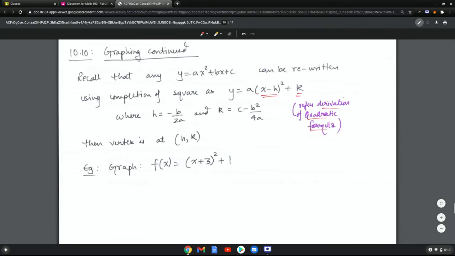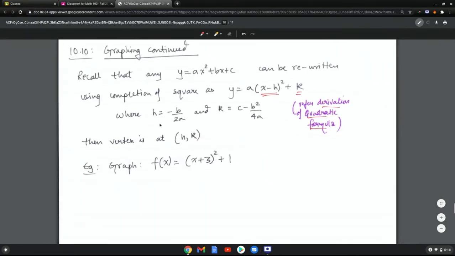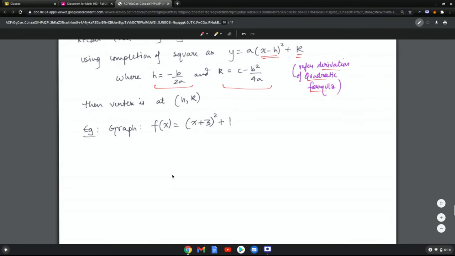Coming back, these values of h and k, that's where the vertex is. For example, let's graph this equation. First of all, let's start with easy terms, or let's say the y-intercept. The y-intercept is when x is 0. When x is 0, y, which is f of x, equals 0 plus 3 squared plus 1, which gives me 10. So the y-intercept is at 0, comma 10.